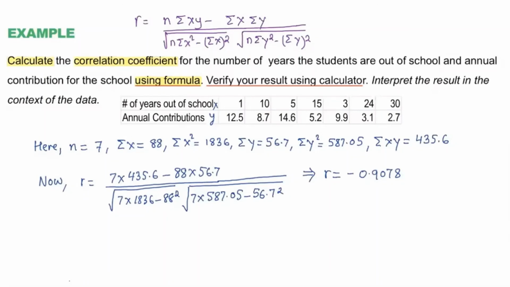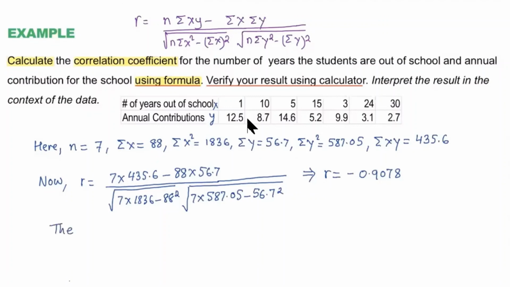Would be a strong negative, right? That's right. So because your R is negative and very close to -1, there is a strong negative correlation between the number of years the students are out of school and their annual contribution. That is exactly the meaning. That is the interpretation. So let's write it down.